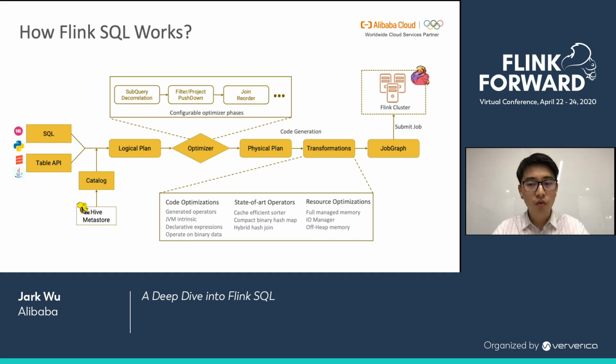And finally, through the Flink SQL code generation, the physical plan will be translated to a DAG of transformations. The transformation is an internal stream API under the data stream. In this layer, we also have lots of optimizations. We have improved the code generation to operate on binary data, and we have state-of-the-art operators.